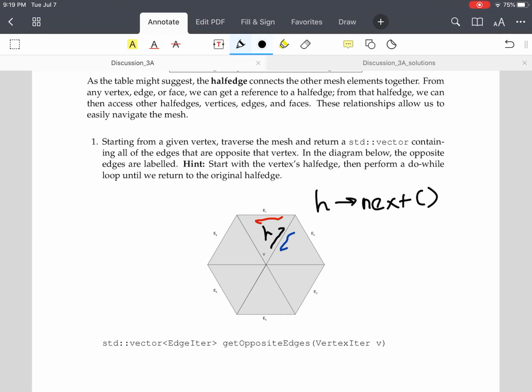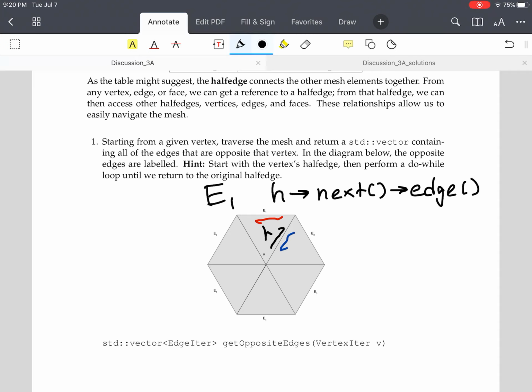So that's going to be that red vector. And then we're going to call edge, and that's going to give us E1. Sorry, this is really messy. Let me write that here: h, next edge, right? And that's E1. Okay, there we go. So that's what we want. We got E1, we can add it to a vector.